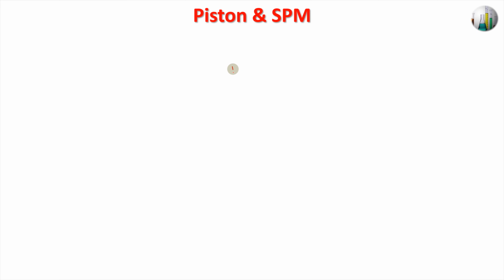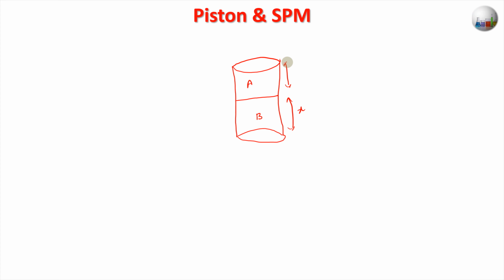Now imagine that we have a cylinder, and excuse my drawing, it's really very bad. Suppose we have a cylinder and this is separated by a movable barrier. You can call it a piston or you can call it anything. And imagine there is gas A here and there is gas B here. And this particular length is X and this particular length is Y. And assume that these values are given to us.